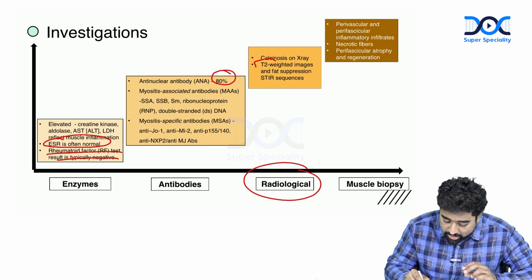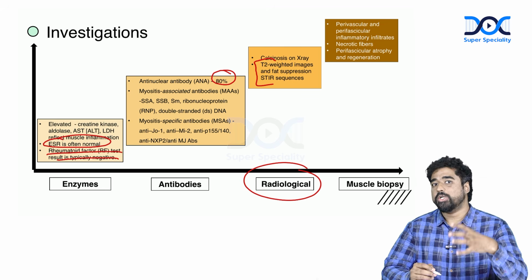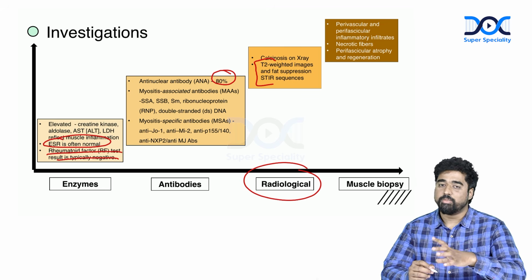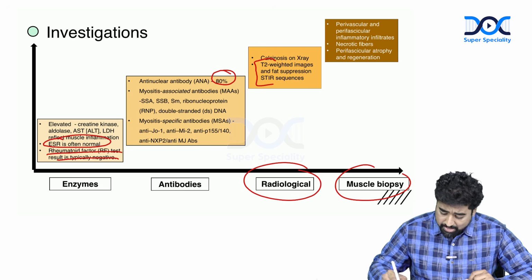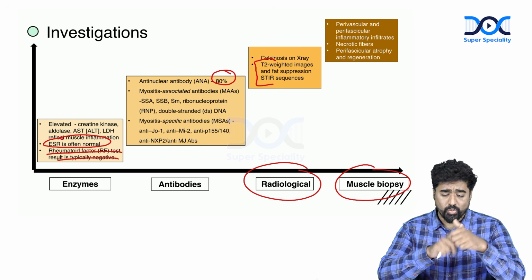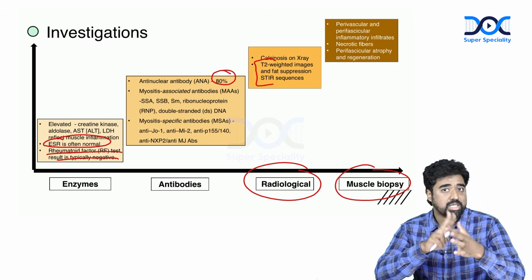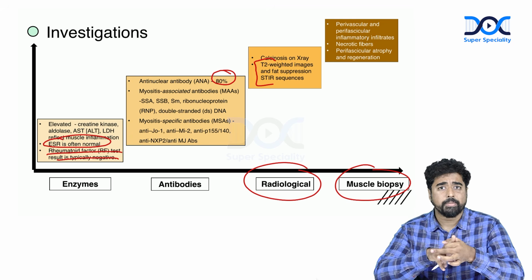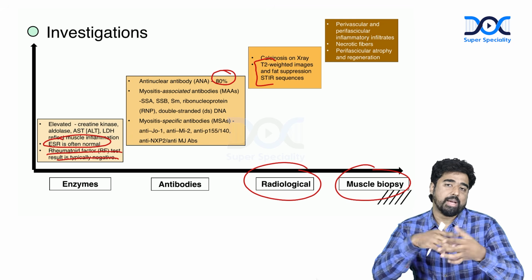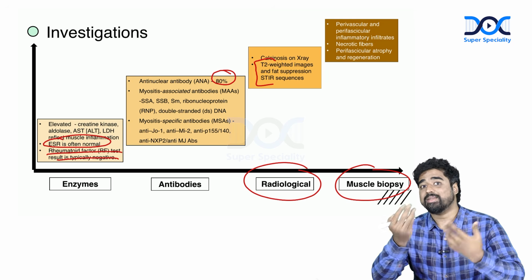Then obviously for the diagnosis you do an MRI. T2 weighted or STIR MRI is the modality that you use. Muscle biopsy you do either when there is a diagnostic dilemma, when there is a trial going on or for research purposes, or clinically when you are suspecting some other type of myositis.